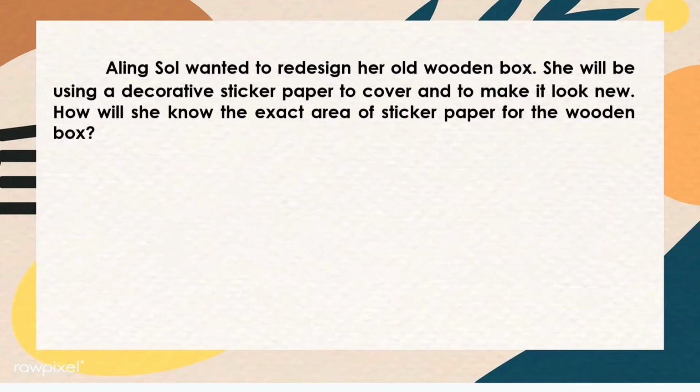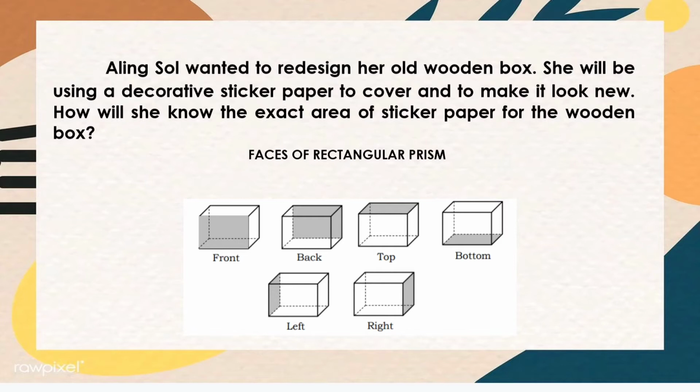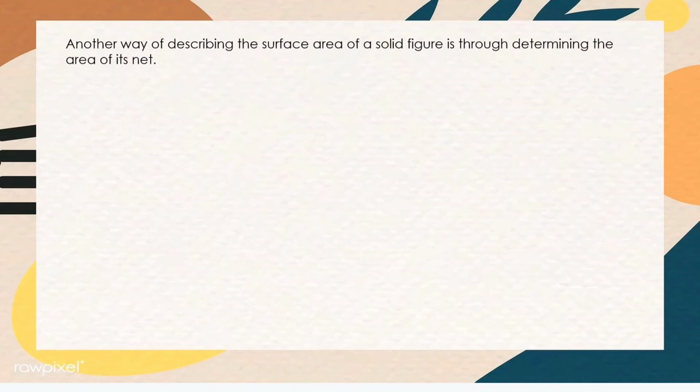Let's take a look. The illustration shows the 6 faces of a rectangular prism. So we have here the front, back, top, bottom, left, and right. Through solving the areas of these faces, we can get the surface area of the rectangular prism. Another way of describing the surface area of a solid figure is through determining the area of its net.